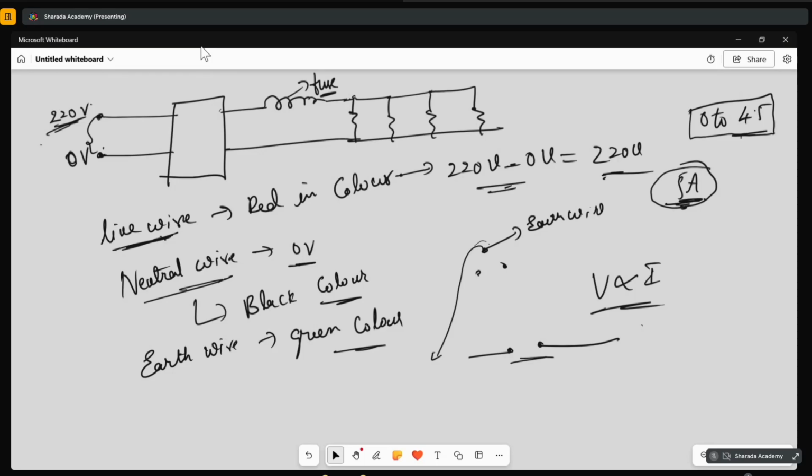Overloading is where you are using more current, whereas a short circuit is where the live wire and the neutral wire connect to each other, so resistance becomes very less and current flows more. Same voltage, if resistance decreases, current increases. That is the one that happens because of the short circuit. Heat will be produced so much that it can catch fire.